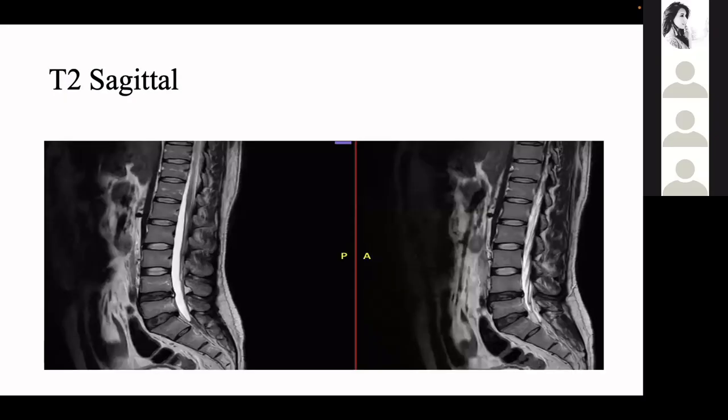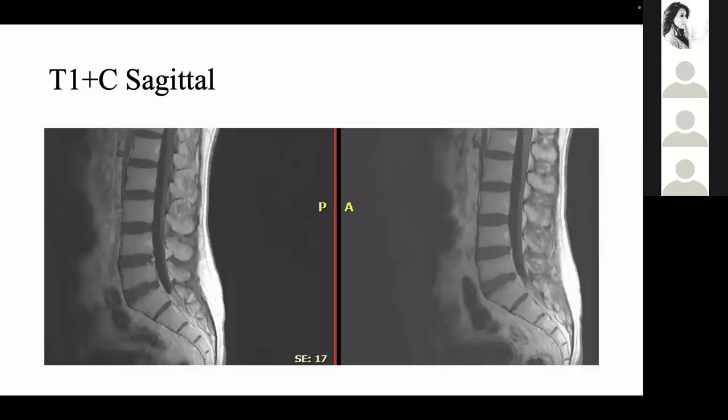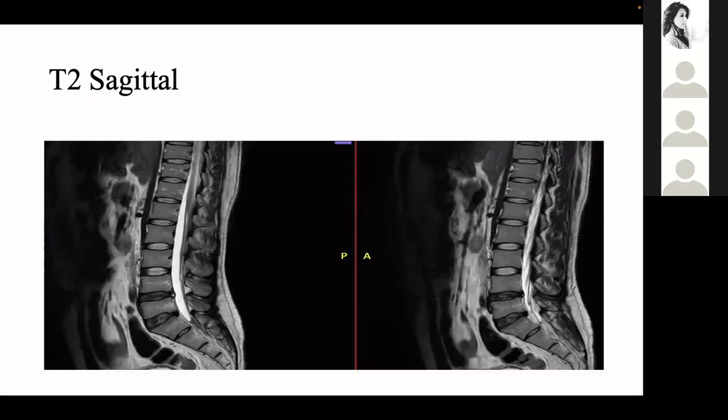Can you go back? Sorry, the last image, T2. Can you see the hypointense area in the distal most thecal sac? Yes, this is all blood. The tumor will appear hyperintense. So I agree. We can follow this patient up with an MRI maybe in 6 weeks' time.